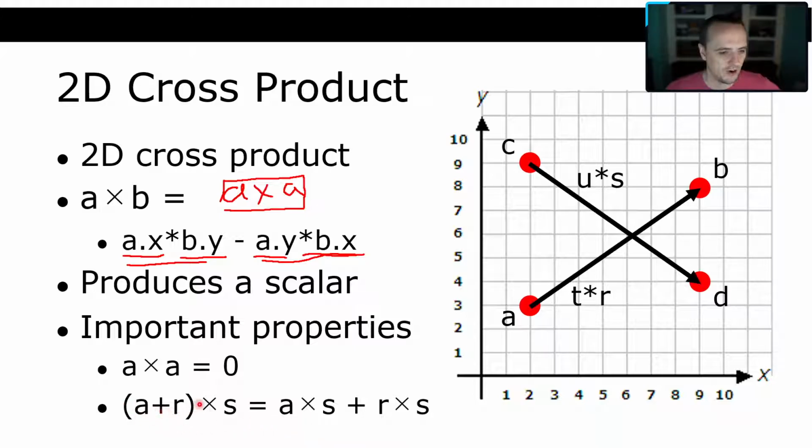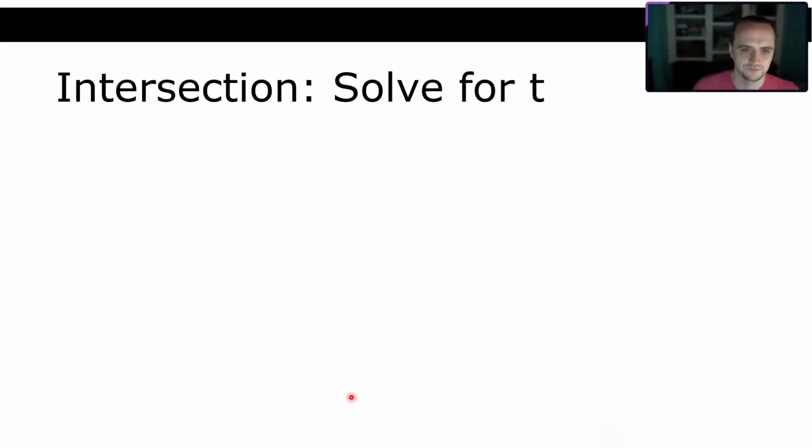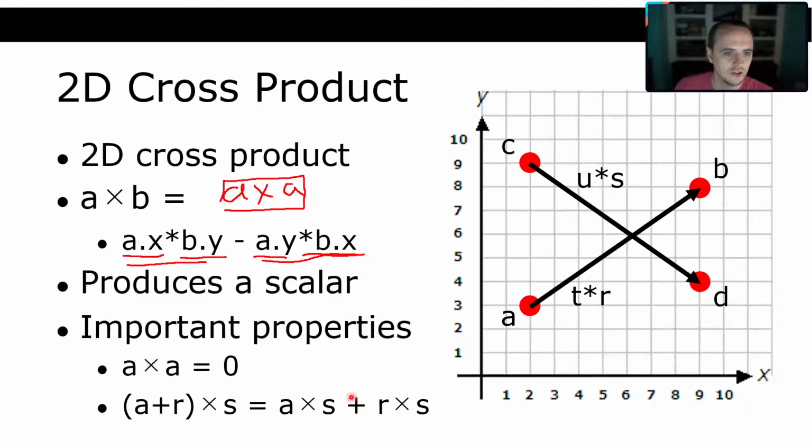So (A + R) × S is equal to A × S + R × S. Those are the two properties that we're going to use in this derivation. Now that we have this, let's choose one of our t or u, and we'll solve for it, and then we'll do the other one. So let's solve for t.